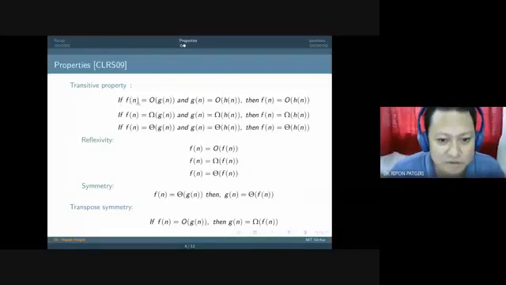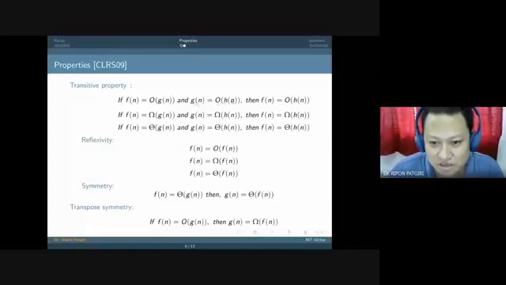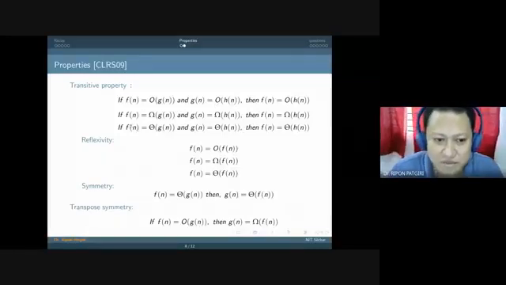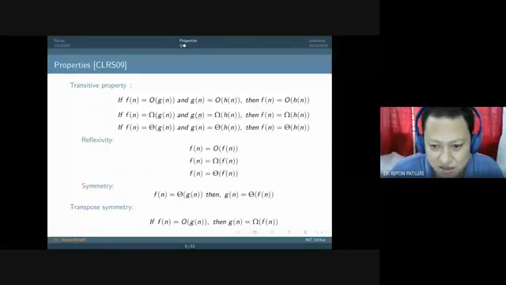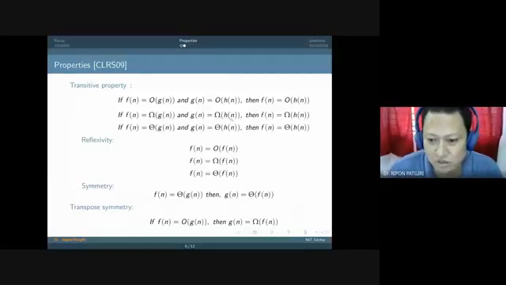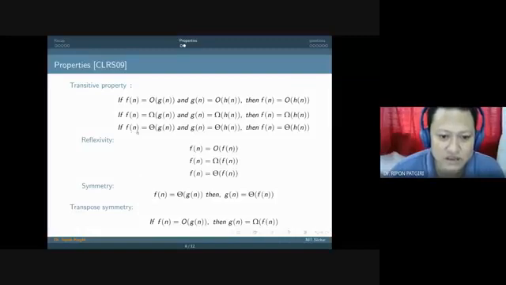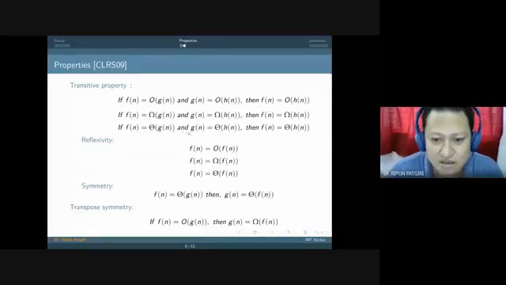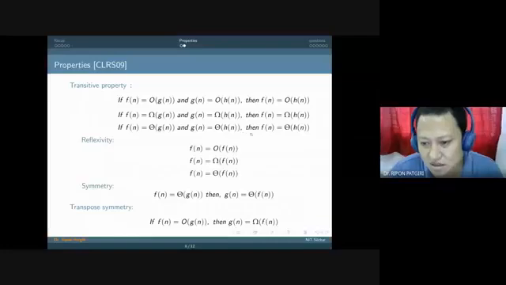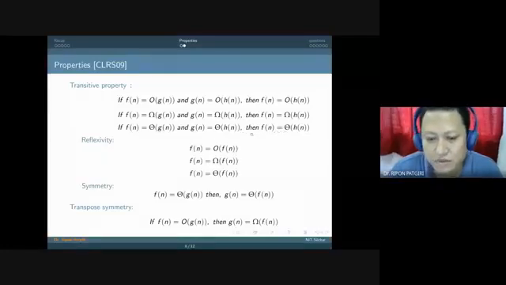That is, if f(n) = O(g(n)) and g(n) = O(h(n)), then f(n) = O(h(n)). Similarly, if f(n) = Ω(g(n)) and g(n) = Ω(h(n)), then f(n) = Ω(h(n)). If f(n) = Θ(g(n)) and g(n) = Θ(h(n)), then f(n) = Θ(h(n)).